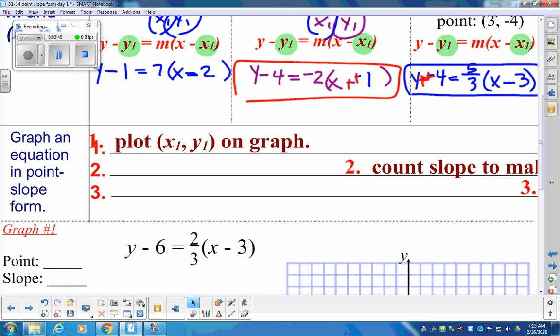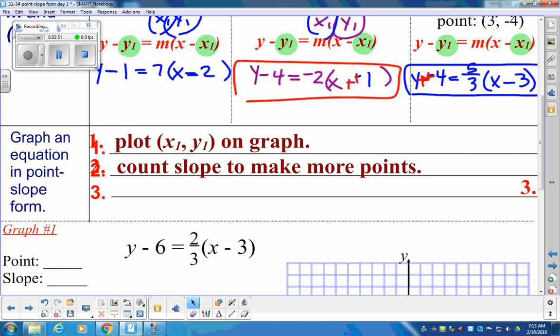After we plot my hotel room, we're going to rise and run. We're going to count the slope to make more points. Go find my friend's hotel room. Rise, run, find my friend's hotel room. And all you need is 2 points to make a line. So we're just going to draw a line. Go ahead and copy those notes down.